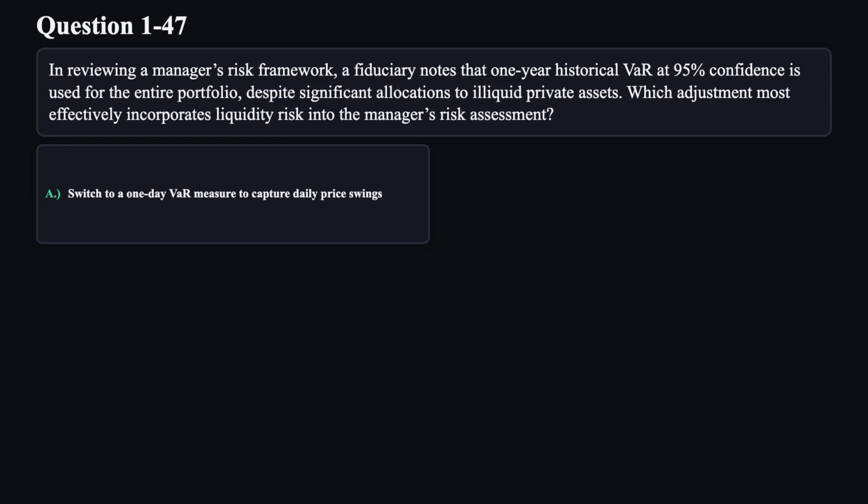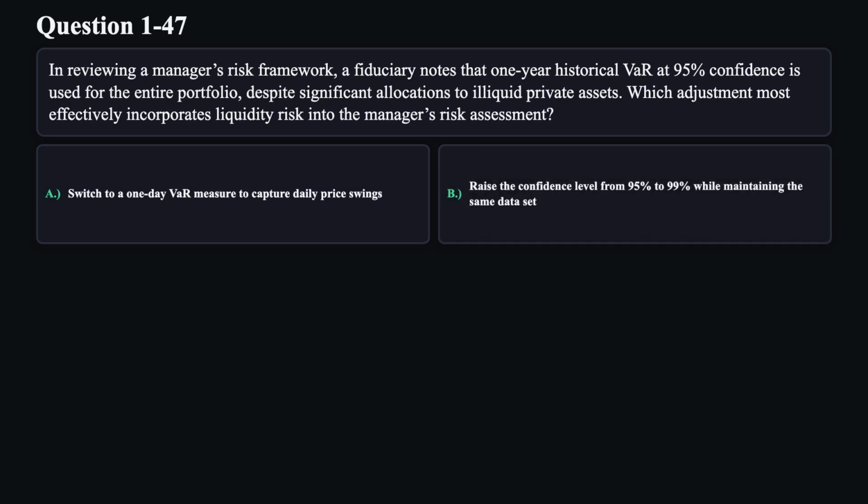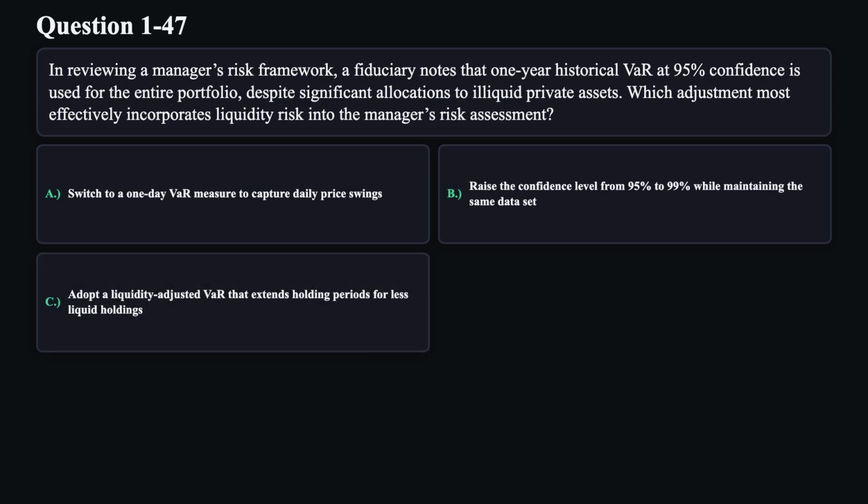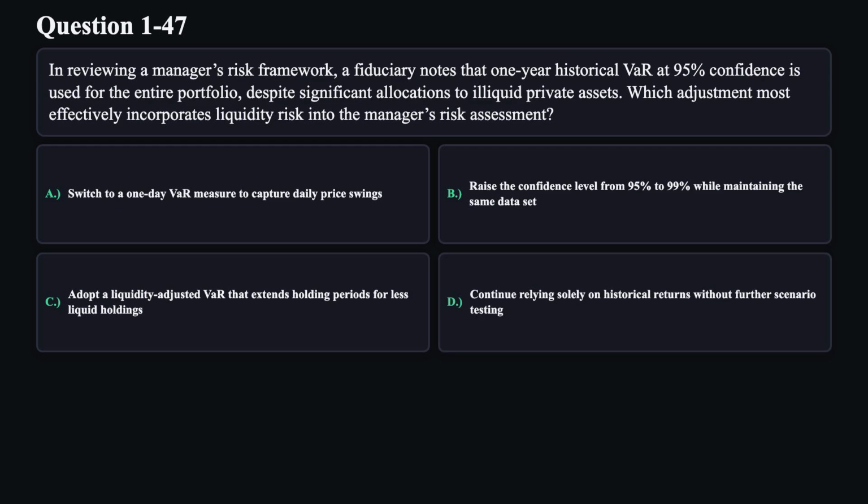A. Switch to a one-day VAR measure to capture daily price swings. B. Raise the confidence level from 95% to 99% while maintaining the same data set. C. Adopt a liquidity-adjusted VAR that extends holding periods for less liquid holdings. D. Continue relying solely on historical returns without further scenario testing.